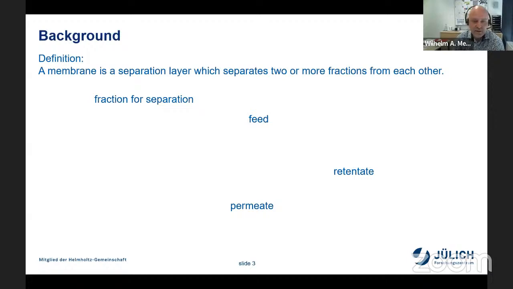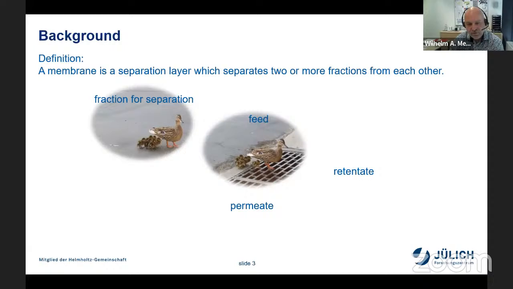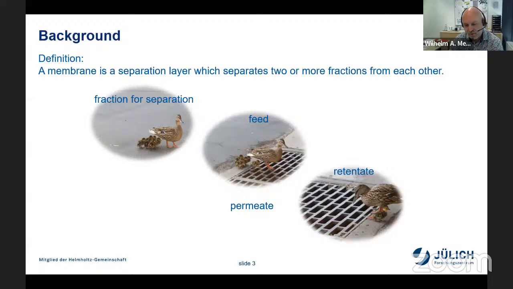In principle, by definition, a membrane is a separation layer which enables the separation of two fractions. You know this from your household when you separate spaghetti from the water. But there is also another nice explanation. You have a larger and a smaller fraction, and this is given to the sieve, and that is called feed. Then there is a separation: the small particles permeate through the membrane, that is the permeate, and what is left back from the membrane is called retentate. That is in principle the easiest way of separation.